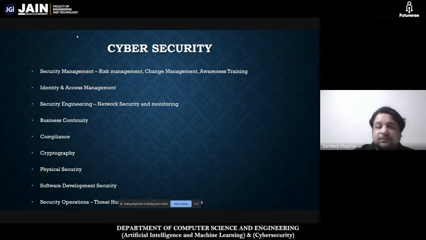Cryptography is definitely not going to be as easy as it sounds. It is not easy, I'll tell you this. But if you have good coding skills, good algorithmic skills, this could be a domain for you.